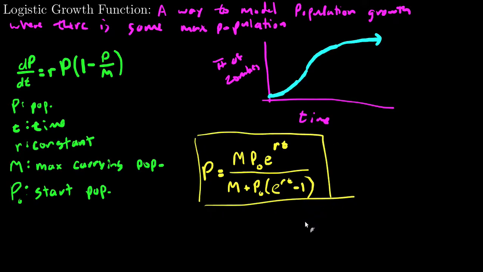So the next slide or two will be me showing how to get from here to here. It's a mess. If you don't want to see it, you probably don't need to see it, but if you need to see this for something, let me derive that. So we're going to start with dP/dt equals rP(1 - P/M).